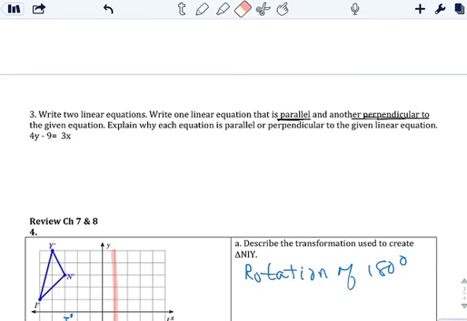Okay, guys, let's look at this one. On number 3, a lot of you guys are stuck. Okay, good, I got it. On this page, good job. Let's look all the way around.